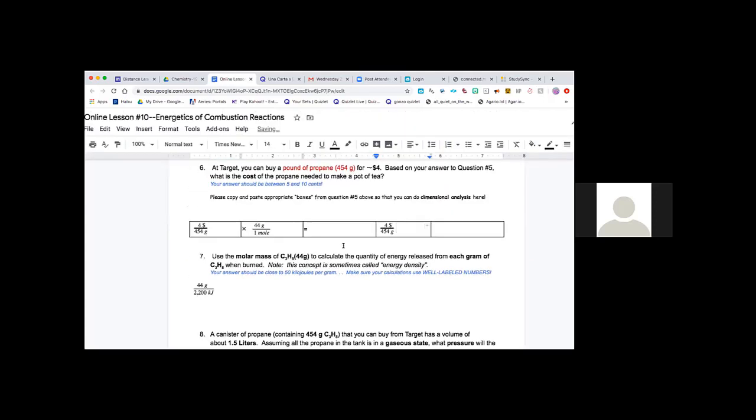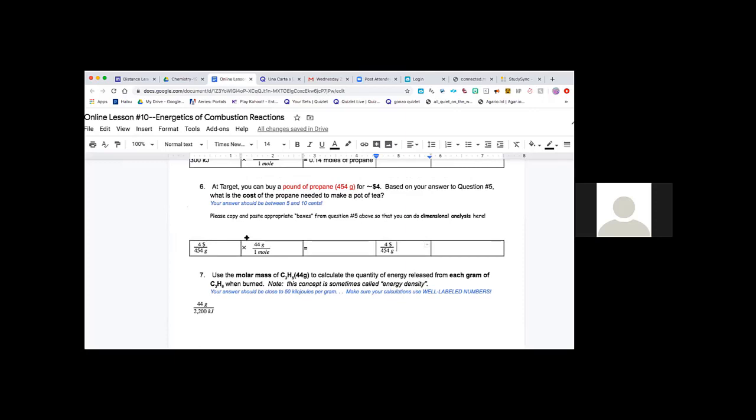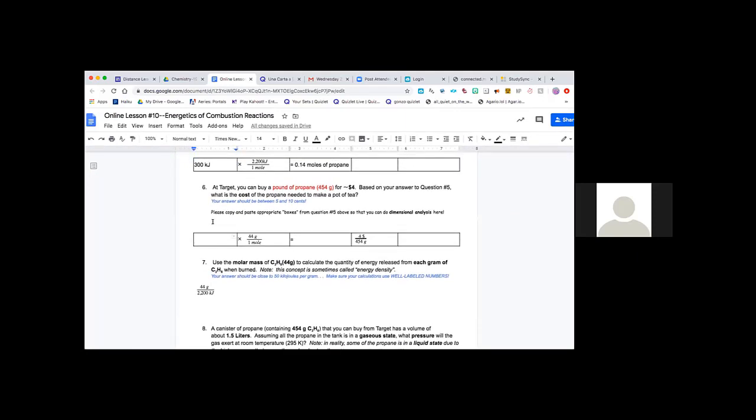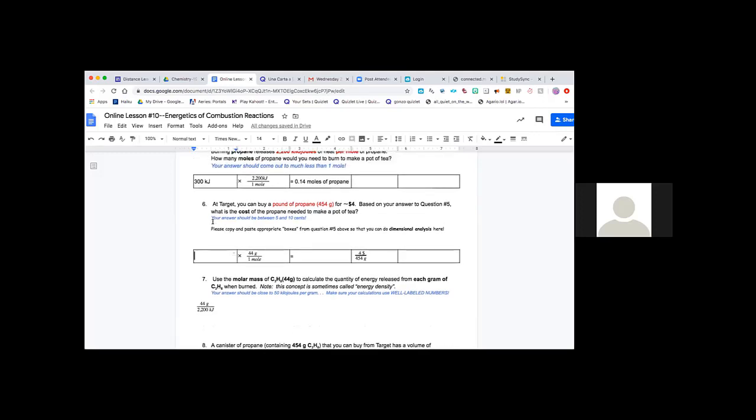Okay, so in that first box, where you used to have the $4 and the 454 grams, erase that. Now you need to start with and say, how much propane do I need for the pot of tea? And you have the answer in number 5. 0.14. Exactly. So that first box should never be a fraction. It should just be a starting point for the calculation. And all right, so now it'll work.